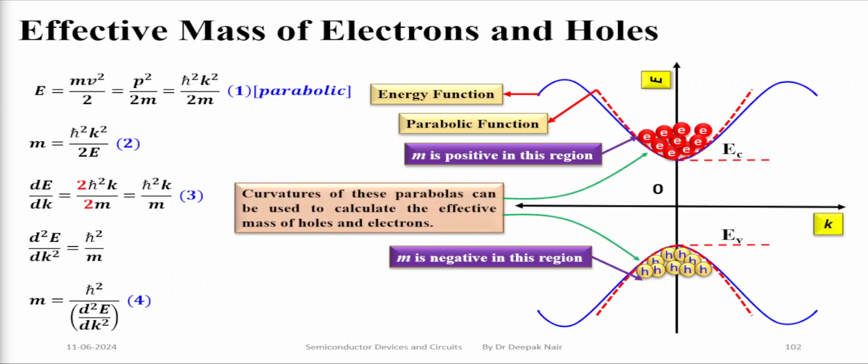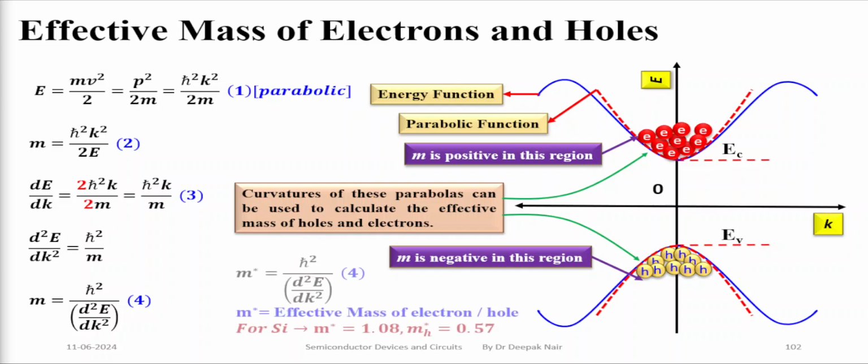Let us have more defined behavior. So remember, the curvatures of these parabolas can be used to calculate the effective mass of holes and electrons. What do you mean by curvature of a parabola? A parabola can be something like this, or it can have a behavior something like this, or it may be further flat. All these three represent parabolic functions, but the curvatures of these parabolas are different. So remember, curvatures of this parabola can be used to calculate the effective mass of holes and electrons.